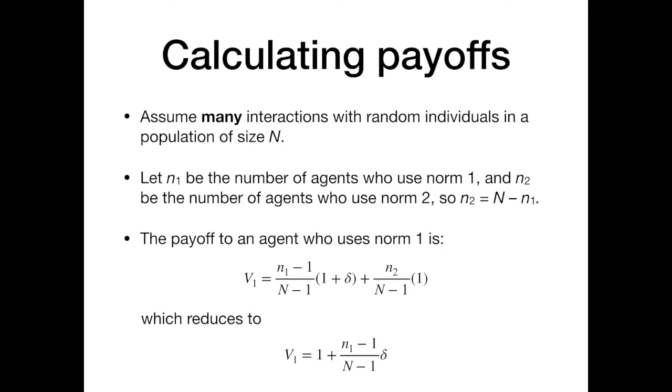This makes sense and is intuitive if you examine it a little bit. It basically says that the payoff is the baseline of 1, because you get 1 from interacting with anyone. That is just the payoff for cooperating with someone. Plus, you get the coordination bonus times the proportion of the time that your interaction partner uses the same norm as you. And it's (n sub 1 minus 1) divided by (n minus 1), because the agent in question can't interact with itself, right? Okay.